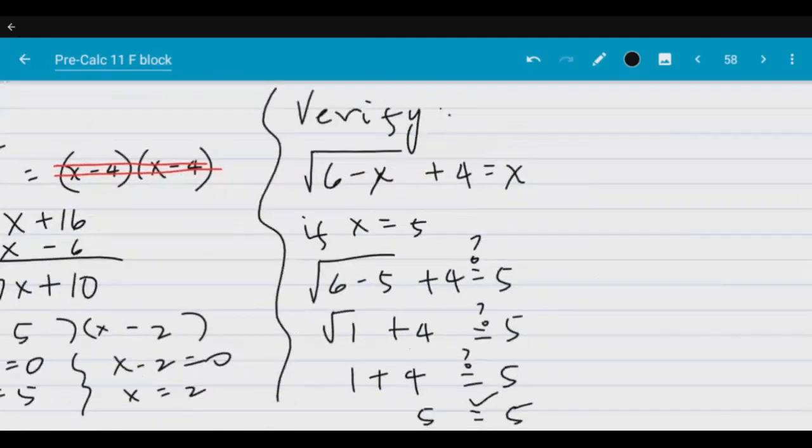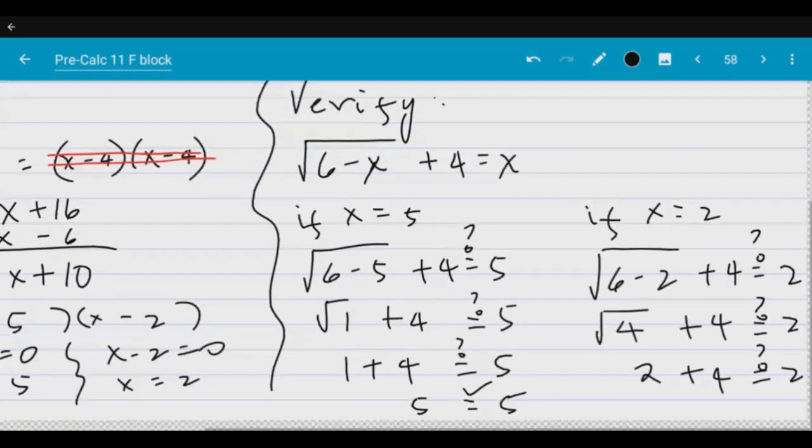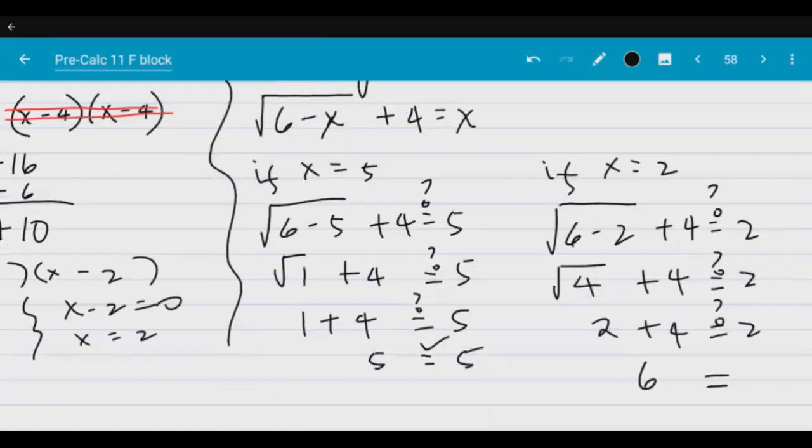All right. If x equals 2, let's see. The root of 6 minus 2 plus 4, is that equal to 2? So the root of 6 minus 2 is the root of 4 plus 4. Is that equal to 2? Obviously, the root of 4 is 2, plus 4. Is that equal to 2? Hey, wait a minute. What do you notice? 6 is not equal to 2.